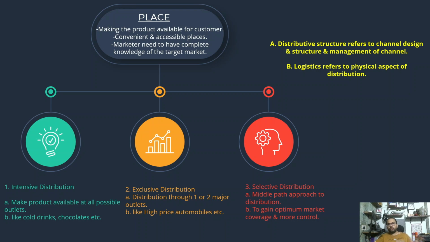Even if they're not setting up their own retail channels, the major outlets which will sell their product will be only one or two, only limited. So you have to go there and buy their product. And finally, you have selective distribution.